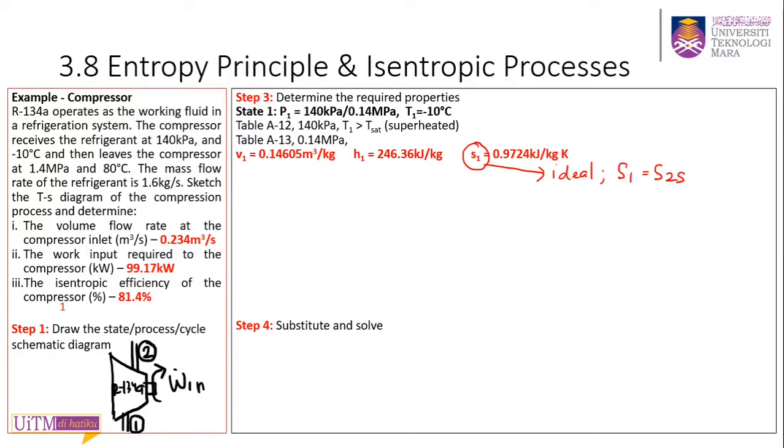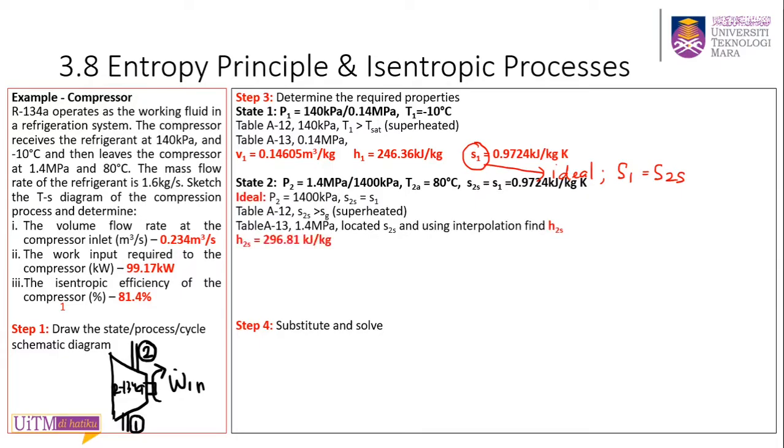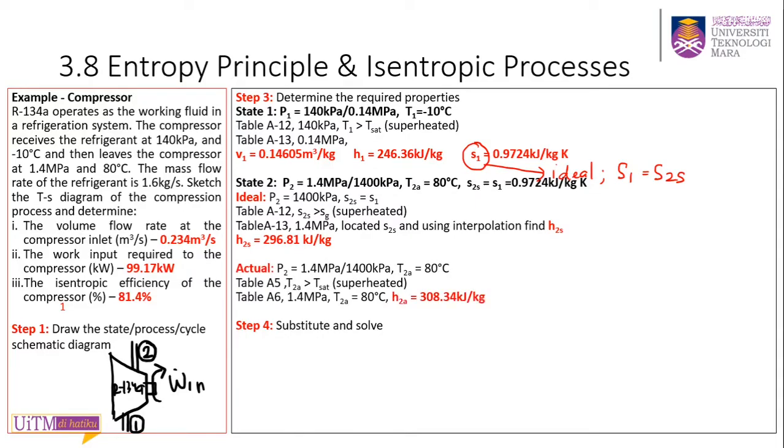At state 2, from the given and known information, we can solve for the ideal conditions first. So using the appropriate tables, we have to check for the phase, which we can see here. For ideal condition, the phase is superheated, and using the appropriate table, we will read the ideal enthalpy at state 2, h2s, which we can see here is 296.81 kilojoules per kg.